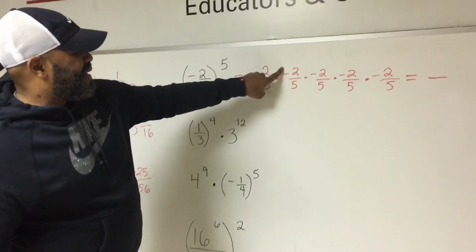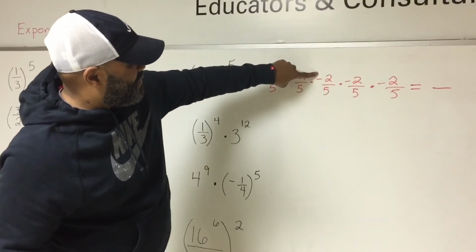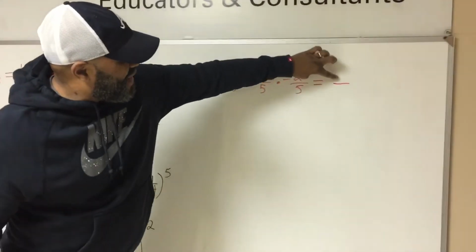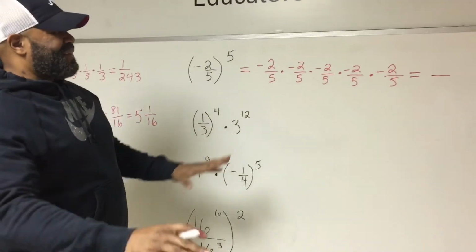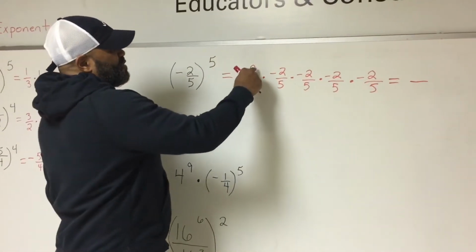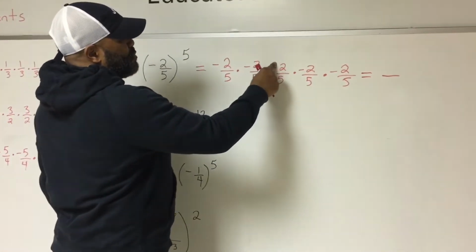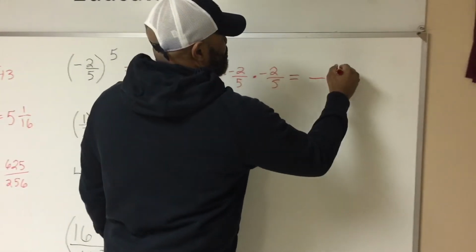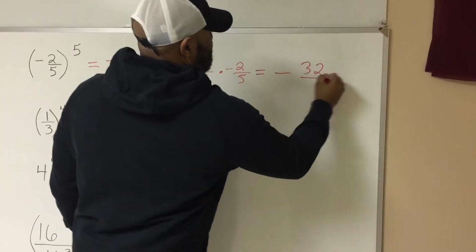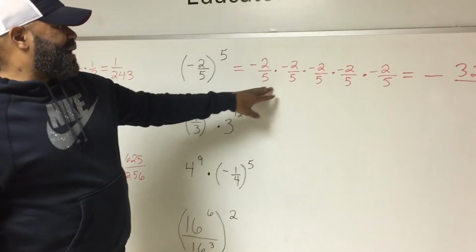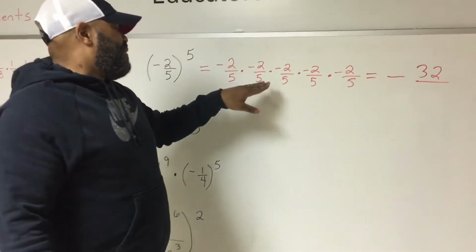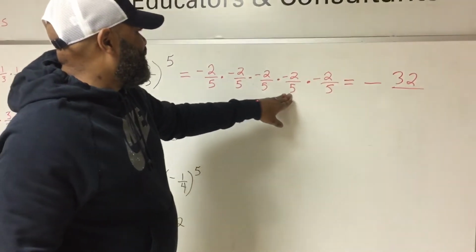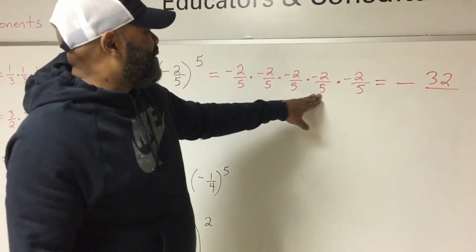Again, a negative times a negative is a positive, a positive times a negative is a negative, a negative times a negative is a positive, and a positive times a negative is a negative. I like to get that out of the way so I make fewer mistakes. 2 times 2 is 4, times 2 is 8, times 2 is 16, times 2 is 32. That's in my numerator. And on the bottom, 5 times 5 is 25. 25 times 5 is 125. 125 times 5 is 625.